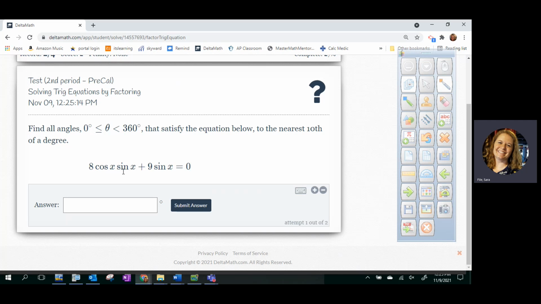Okay, let's see. On this one, you would factor out sine, and you'd be left with 8 cosine plus sine. So on the cosine side, there would be no solution again. And on the sine side, where is sine 0? That's at 0 and 180.